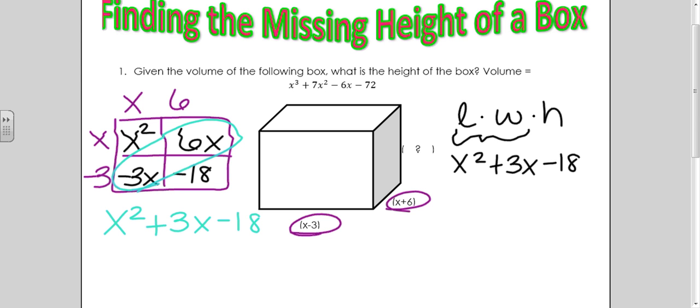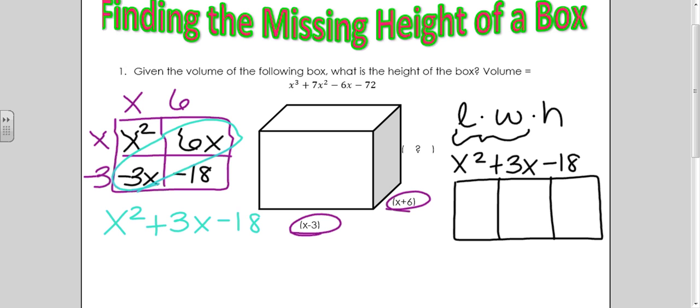We now need to find our height with a given volume. So we can do the box method for this. We draw our box and we fill in what we know. I know I have an x cubed, remember, first term in the first box. Negative 72 is our last term, and that goes into the last box.